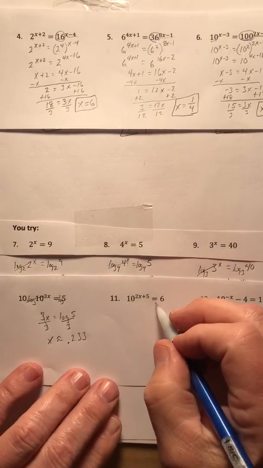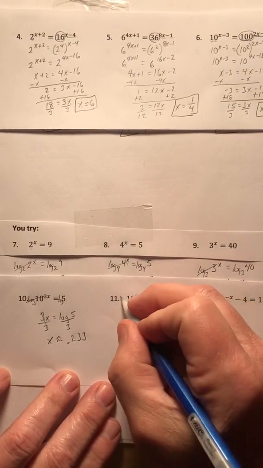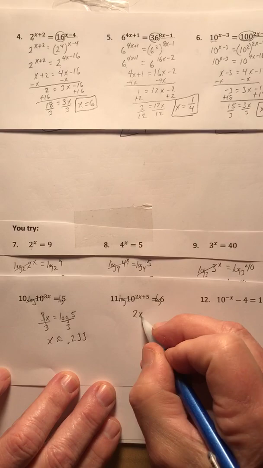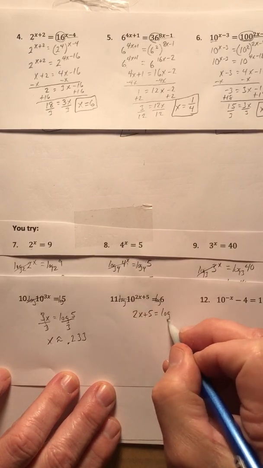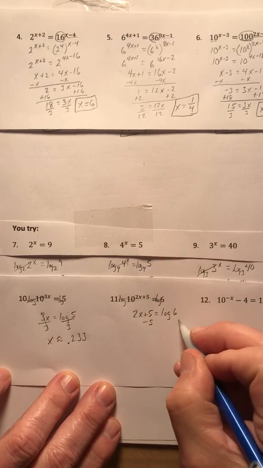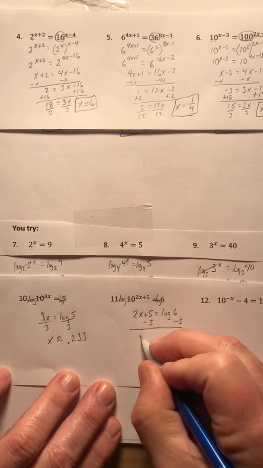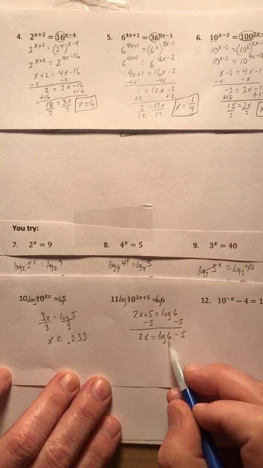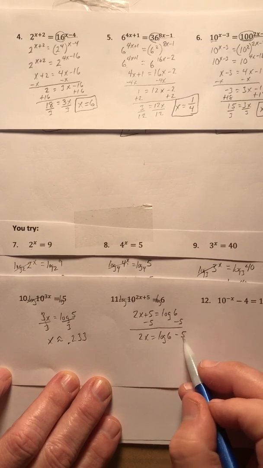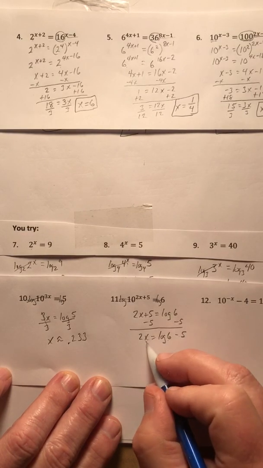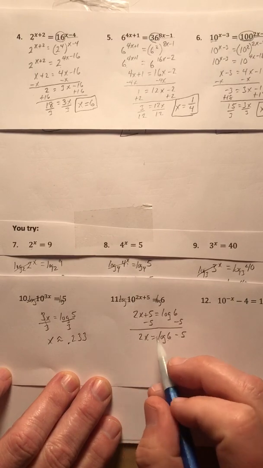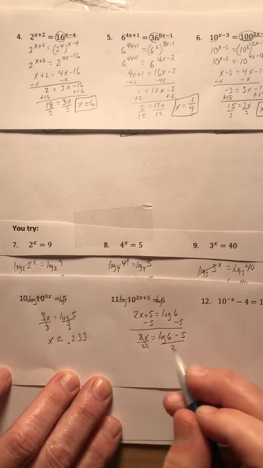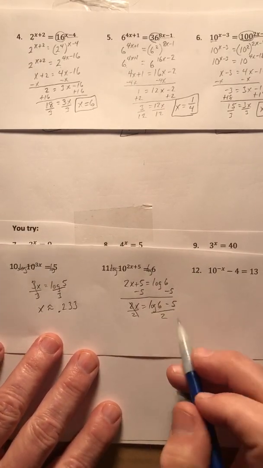All right, number 11, same thing. We got a base of 10, so I'm just going to use my log. And log on the other side, they cancel out, so I get 2x plus 5 equals log 6. So I have to subtract 5, subtract 5. So I get 2x equals log 6 minus 5. Now this isn't log of 6 minus 5. You have to do log 6 first and then subtract the 5. And you'll see that when I put it in the calculator. But I don't put it in the calculator until I get x by itself. So now I got to divide by 2, and now the x is by itself. So I got log 6 minus 5 over 2.